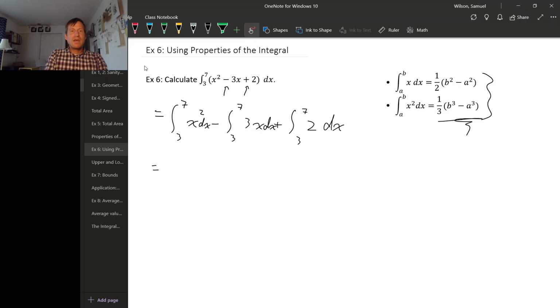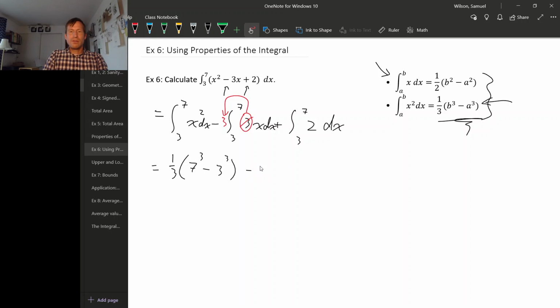Now in the middle integral, we have a constant multiple, this 3, so we can move that outside the integral like that. That's going to make things a little bit easier. Now, if you look at these first two integrals, that's exactly what these integral formulas tell us, so we can use the integral formulas. For this first integral, that's the second integral formula. It says that the integral of x squared is 1/3 times your top bound, 7 cubed, minus your bottom bound, which is 3 cubed.